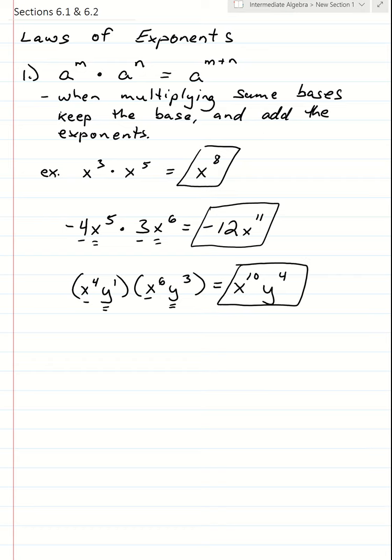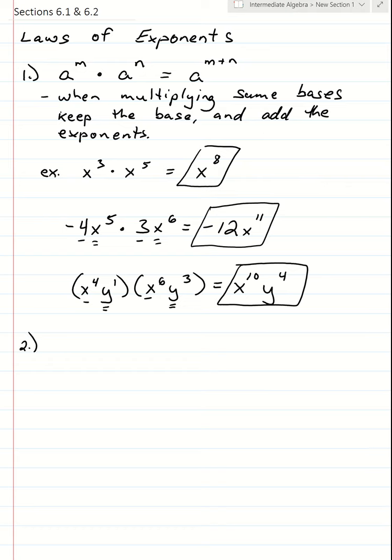Okay? So if you have multiple variables, you only combine those variables that are the same. Notice, don't combine the x with the y here. We're not going to add the 10 and the 4 because they are not the same base. Okay? And that is our first law of exponents.